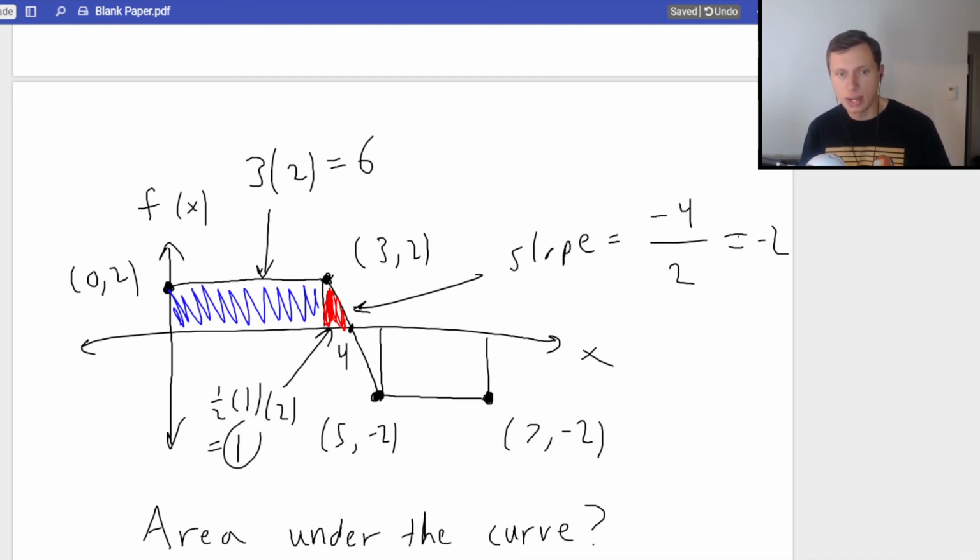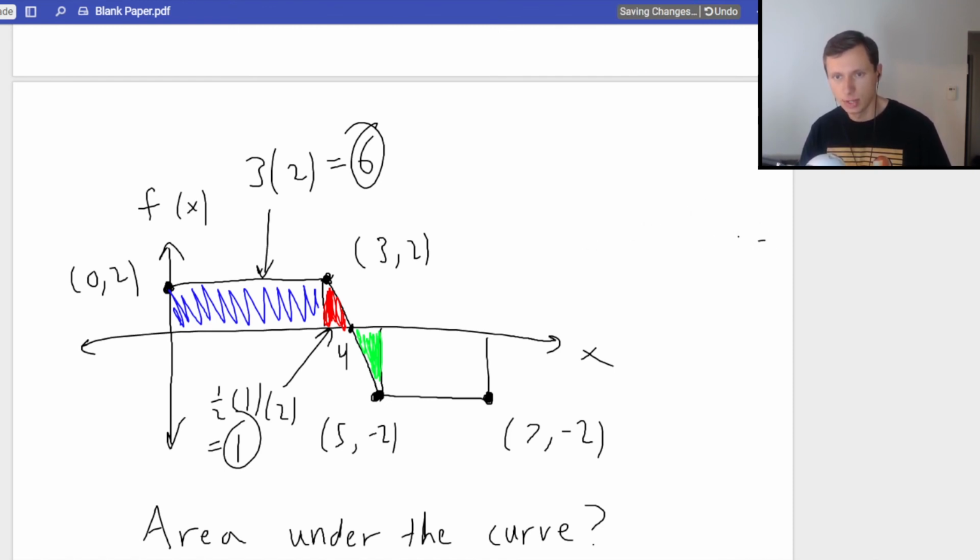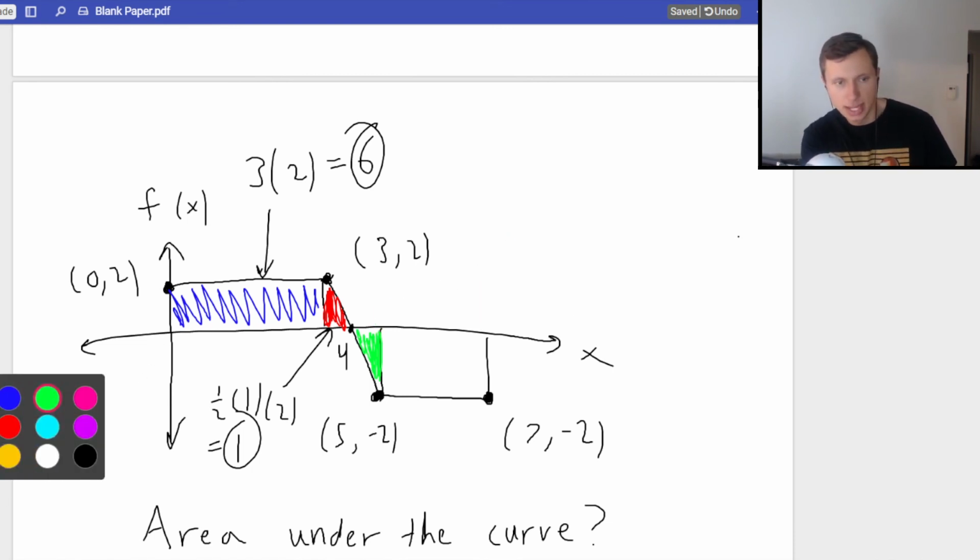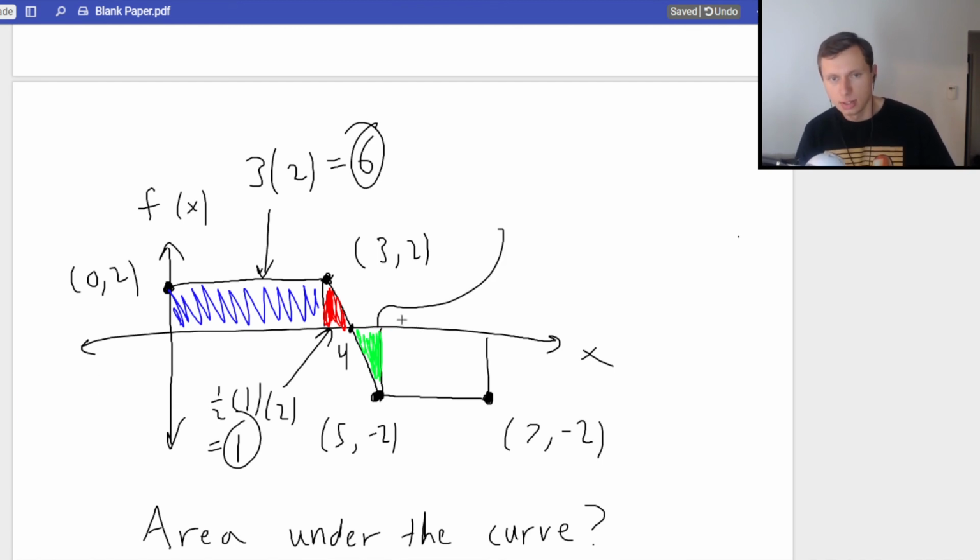So now I have 2 areas. I have 1, I have 6. Now I just need to find the area of these last 2 shapes. I'll shade this triangle in green next. I am running out of room. Let me clear some space for myself. There we go. Okay. So for the green, here, let me draw in black. That's better.